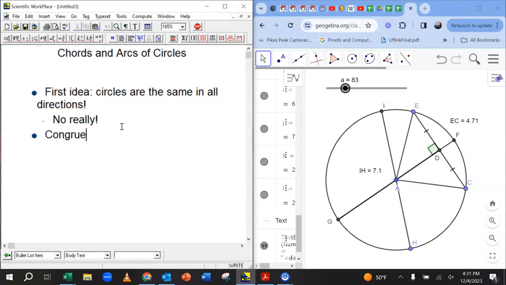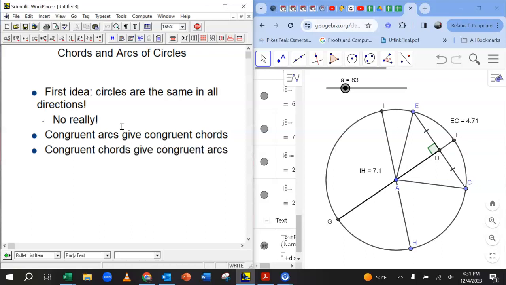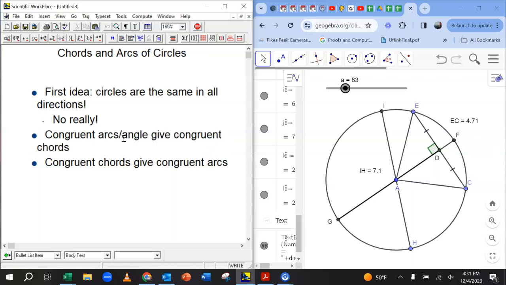That congruent arcs give congruent chords. Congruent chords, vice versa, give congruent arcs. Well, actually, arcs slash angles, because if you have the same arc on a circle, you're going to have the same angle. Congruent chords. All of these are just that when I look at two things that look like they're rotates of each other on the circle, they are, and everything about them that's interesting is congruent.